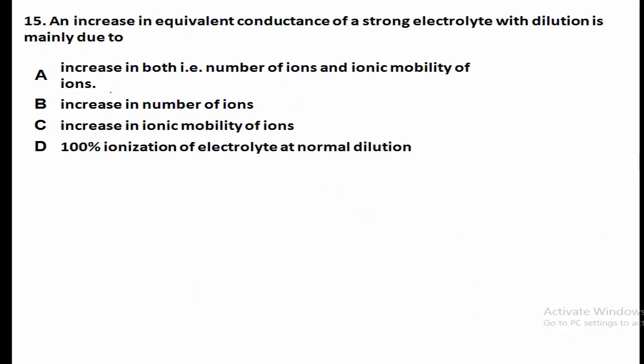15th one: an increase in equivalent conductance of a strong electrolyte with dilution is mainly due to increase in both the number of ions and ionic mobility of ions, increase in number of ions, increase in ionic mobility of ions, and 100% ionization of electrolyte at normal dilution. So which answer is right here? A similar question is present in previous questions, so here option C: due to the increase in the mobility of ions, the conductivity will increase. So option C is the right one.